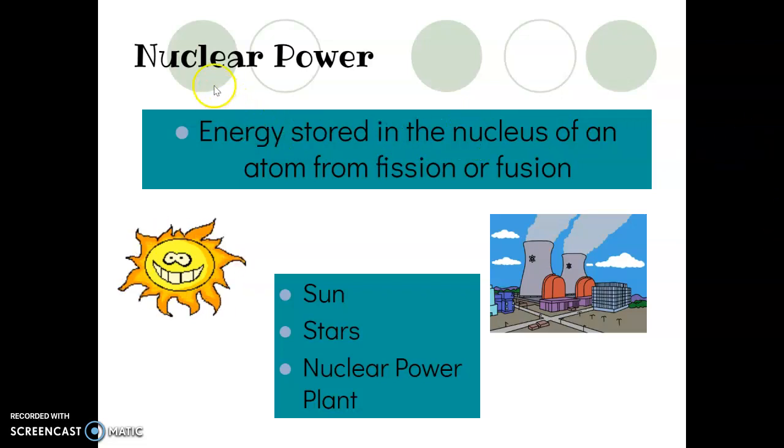Nuclear power just refers to the nucleus of an atom. That's why we call it nuclear power. But fission and fusion are two distinct things. Fission is breaking it apart. That's man-made. It powers our power plants. And then fusion is coming together. That happens naturally in our sun and our stars.